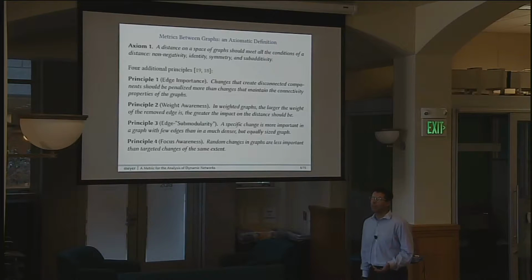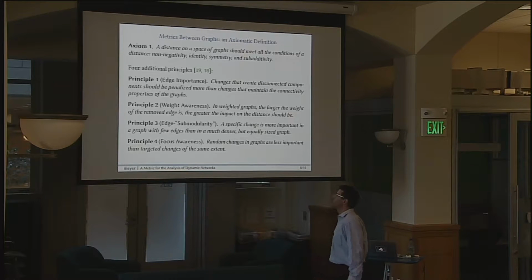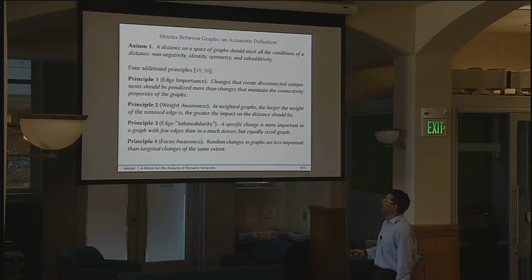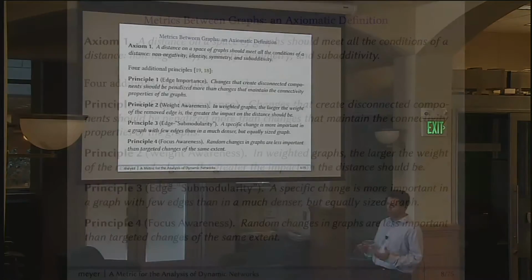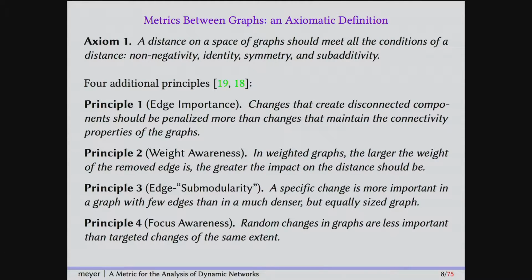And then we actually want to sort of inject notions of structural importance. And so these are principles that are essentially taken from the work of Kutra. The first one is that if we start breaking the graph apart into disconnected components, then we should really feel a strong distance. We should pay a price for that. And that's the idea of edge importance. So if a disconnected component is created by removing edges, then the distance should not be oblivious of that.